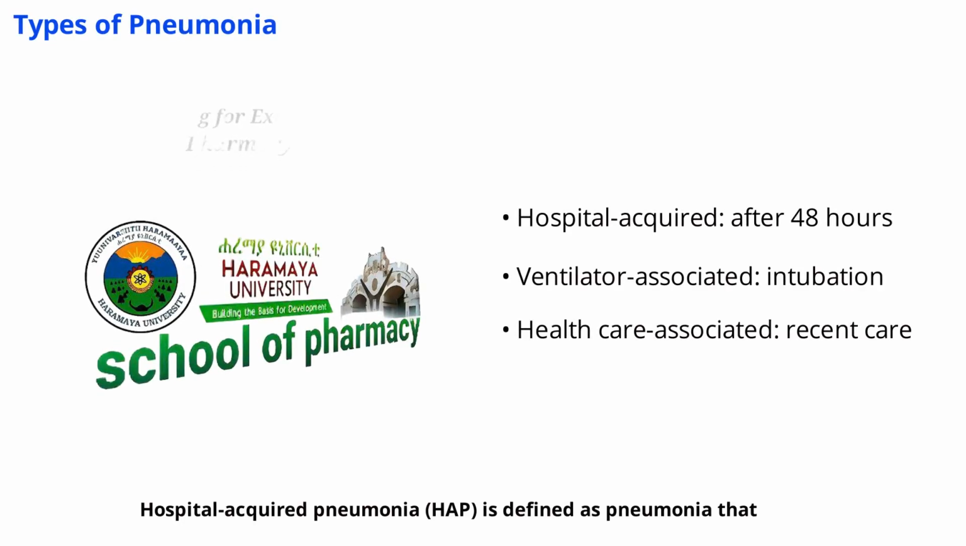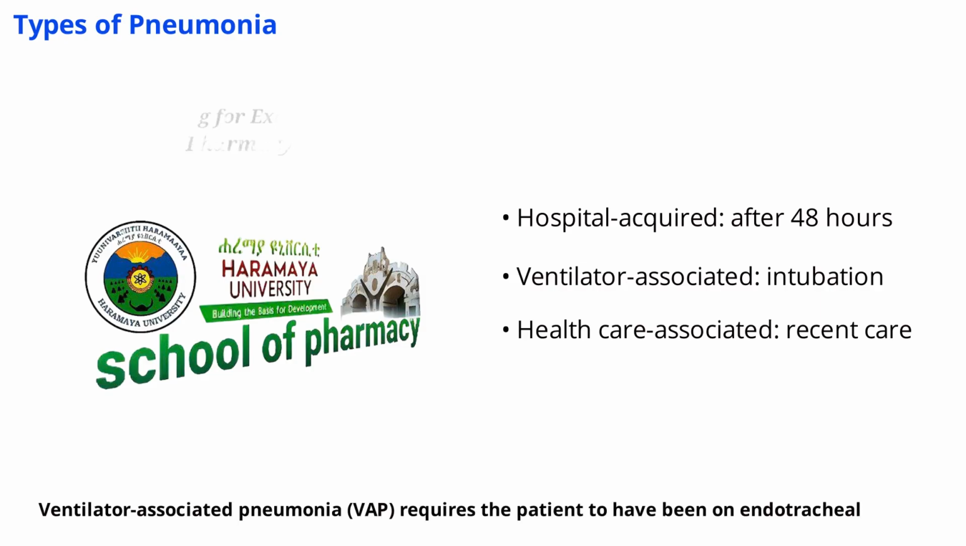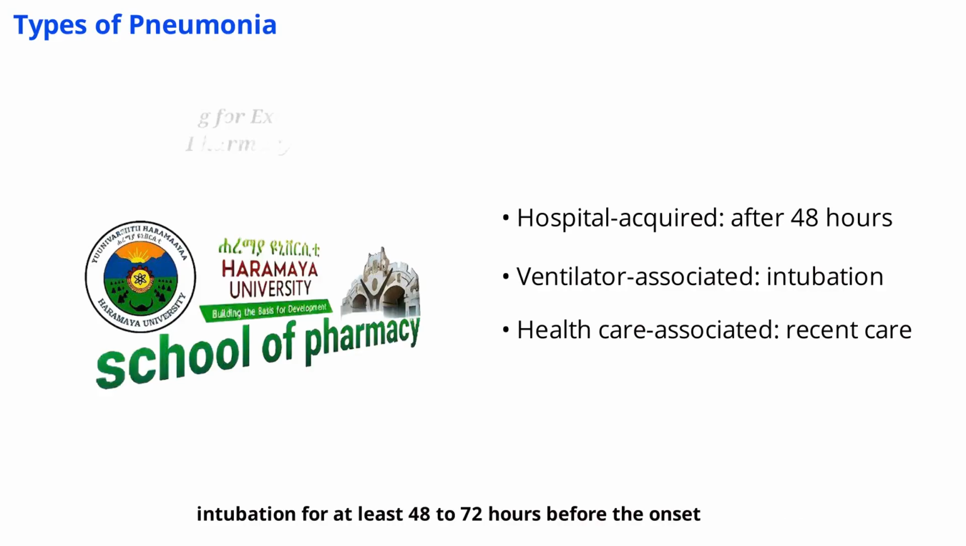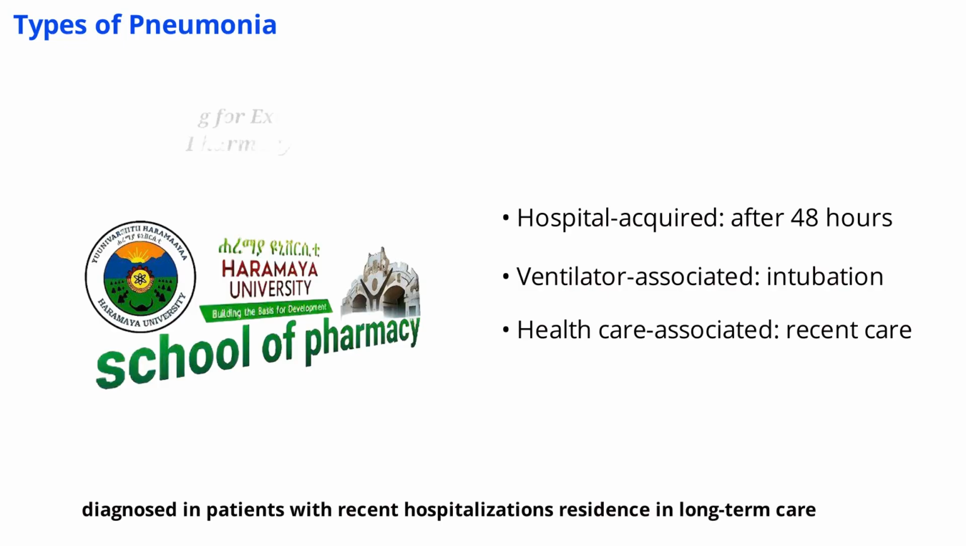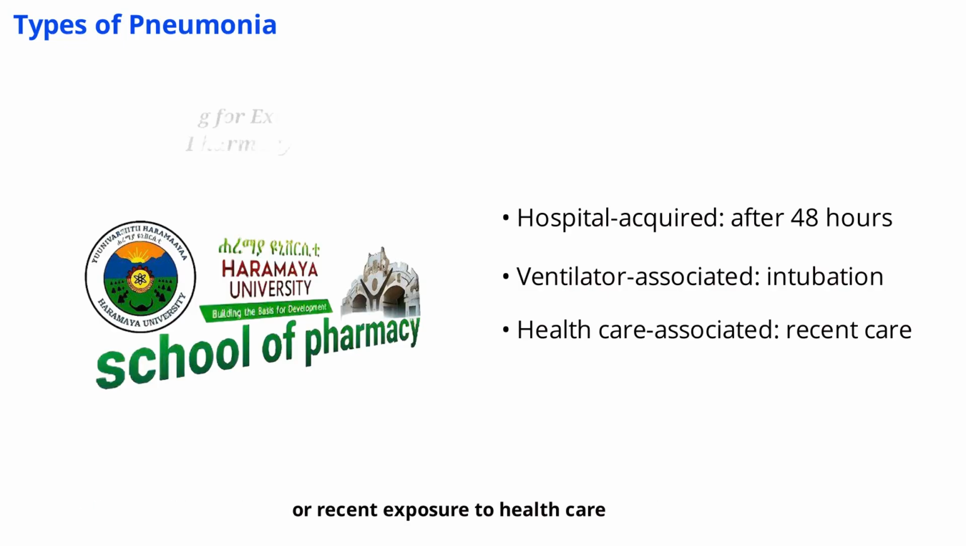Hospital-acquired pneumonia, HAP, is defined as pneumonia that develops 48 hours or more after hospital admission. Ventilator-associated pneumonia, VAP, requires the patient to have been on endotracheal intubation for at least 48 to 72 hours before the onset. Healthcare-associated pneumonia, HCAP, is diagnosed in patients with recent hospitalizations, residents in long-term care, or recent exposure to healthcare interventions like IV antibiotics or hemodialysis. These distinctions are crucial for identifying risk factors and tailoring treatment.